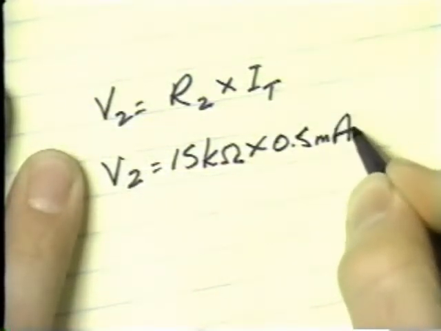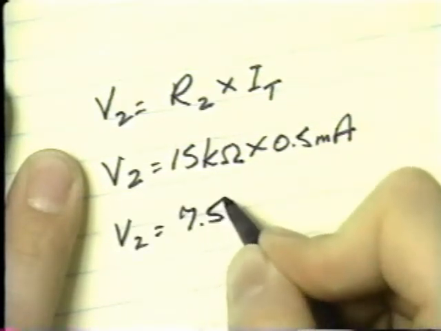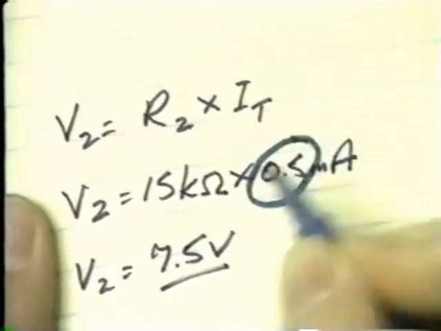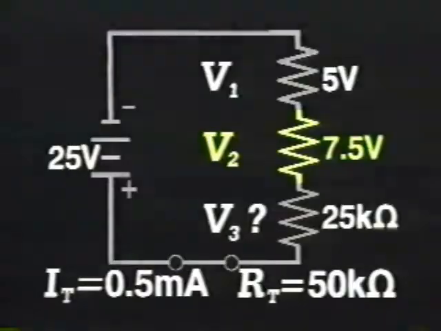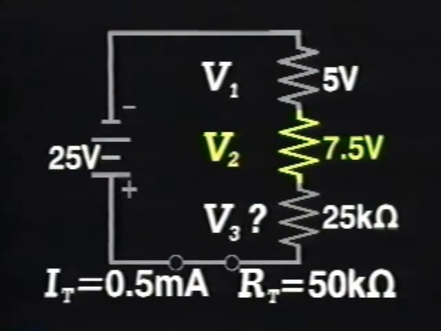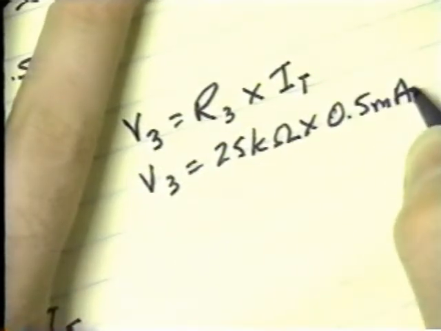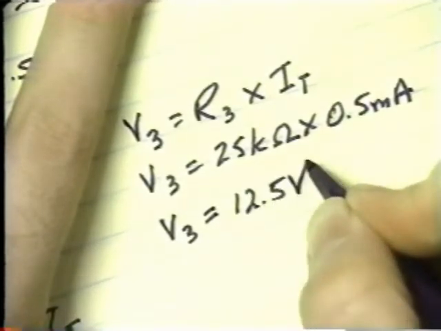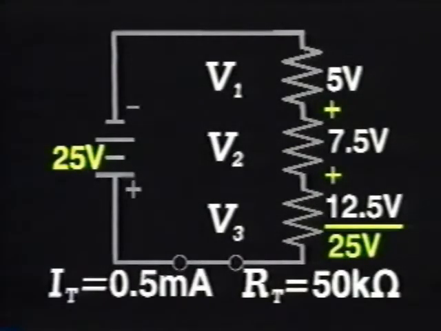V2 equals R2 times IT, or 15 kiloohms times 0.5 milliamps, which equals 7.5 volts. As a helpful side note, notice that any time you multiply by 0.5, you're actually dividing by 2. Put the V2 value on the schematic. The voltage drop across R3 is calculated as R3 times IT, or 25 kiloohms times 0.5 milliamps. This equals 12.5 volts.